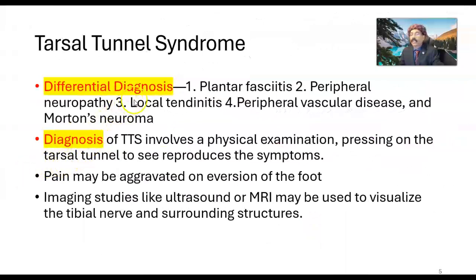Okay, differential diagnosis: plantar fasciitis, peripheral neuropathy, local tendinitis, peripheral vascular disease like Buerger's disease, and Morton's neuroma.